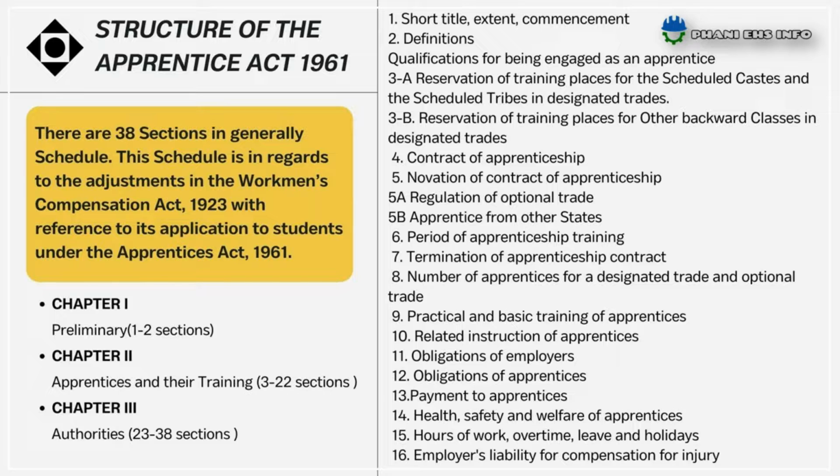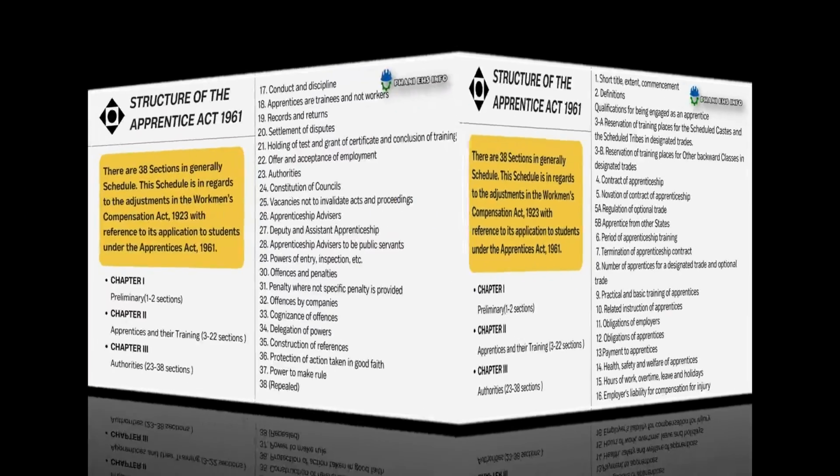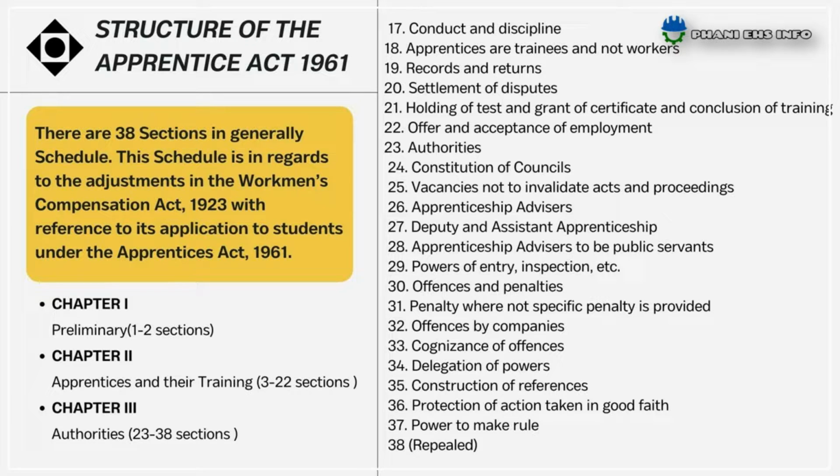15. Hours of work, overtime, leave and holidays. 16. Employers' liability for compensation for injury. 17. Conduct and discipline. 18. Apprentices are trainees and not workers. 19. Records and returns. 20. Settlement of disputes. 21. Holding of test and grant of certificate on conclusion of training. 22. Offer and acceptance of employment. Chapter 3, Authorities. 23. Authorities.